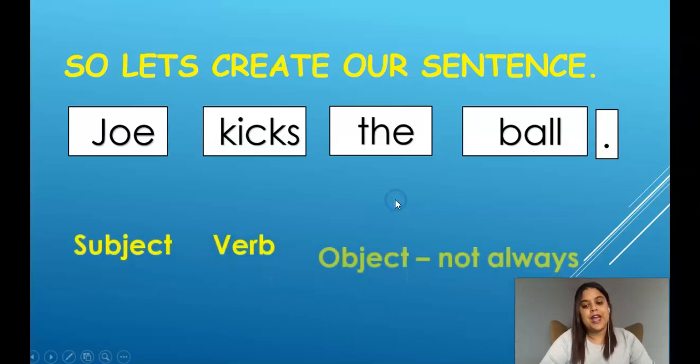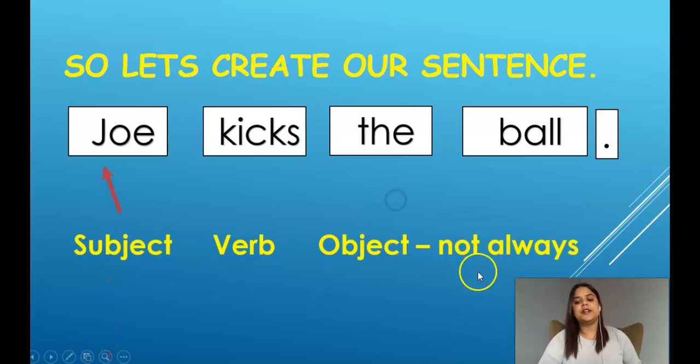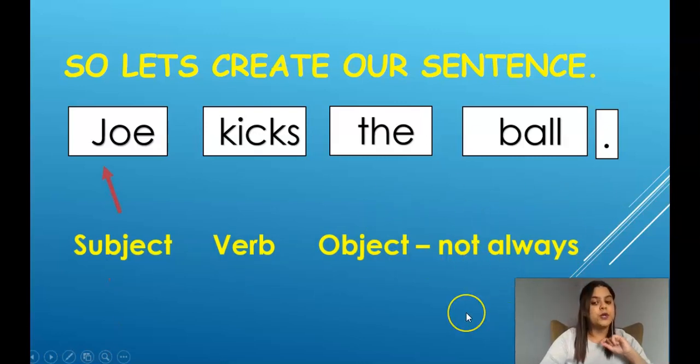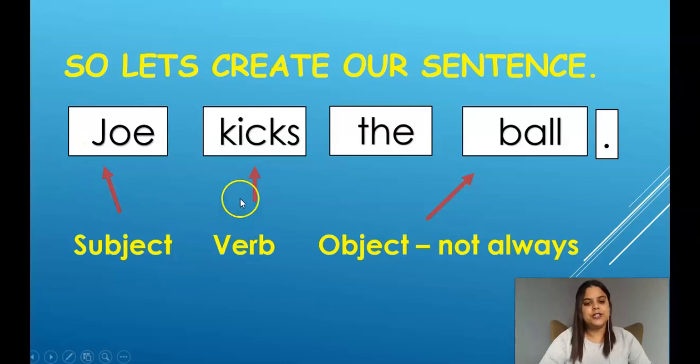Subject, verb, and object. Now I wrote over here that the object is not always needed, because there are times where it does not require an object. So that means that a sentence doesn't need an object to make sense all the time. So our subject, our verb, and the ball is our object.